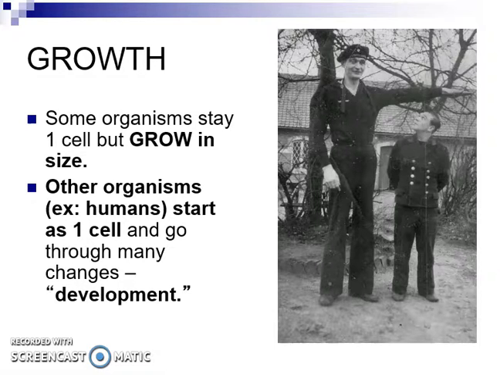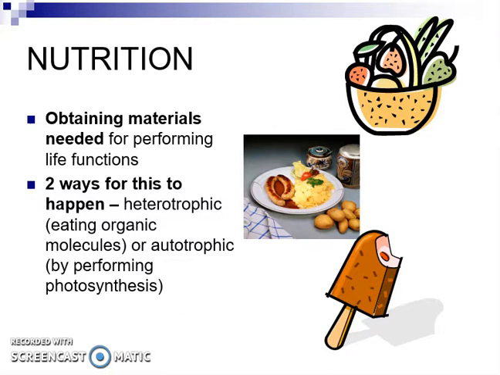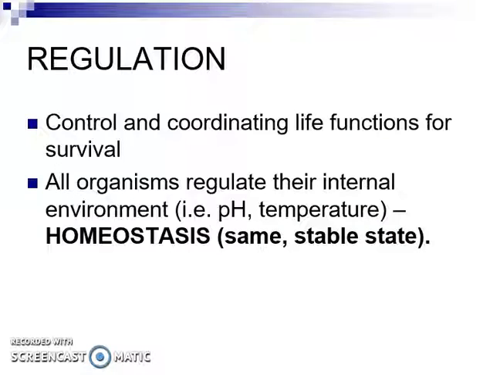Obviously, the guy on the left went through a lot of development, and his rate of cells being reproduced in order to grow was rapid compared to the other guy. Nutrition, we all need to obtain materials needed for performing life functions in some shape or form. Two ways for this to happen is heterotrophic nutrition, when the organism relies on an outside source for food and nutrition, versus something that is autotrophic, that performs photosynthesis and makes their own food internally.